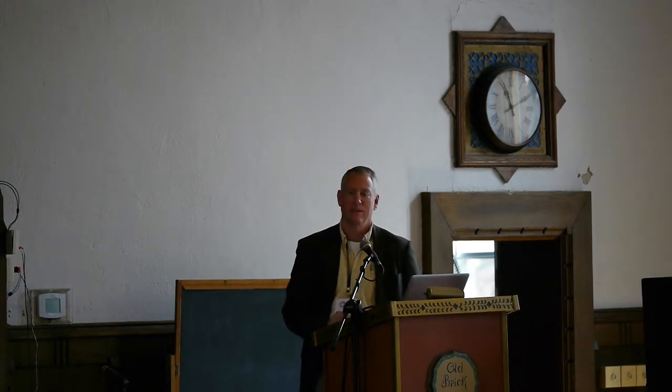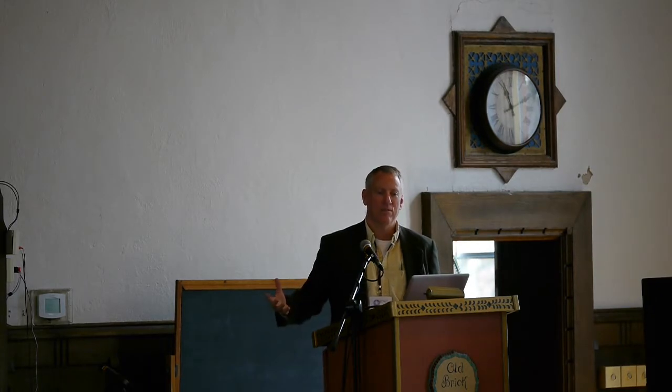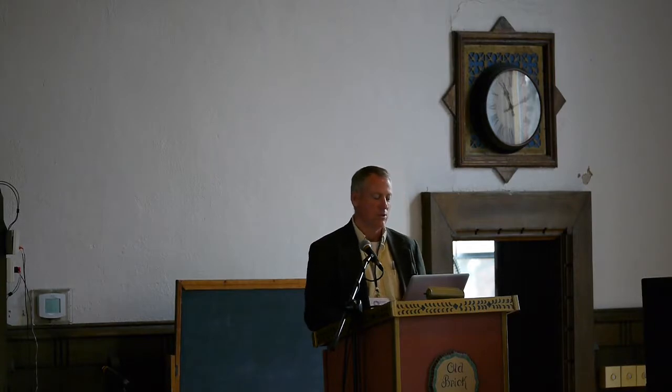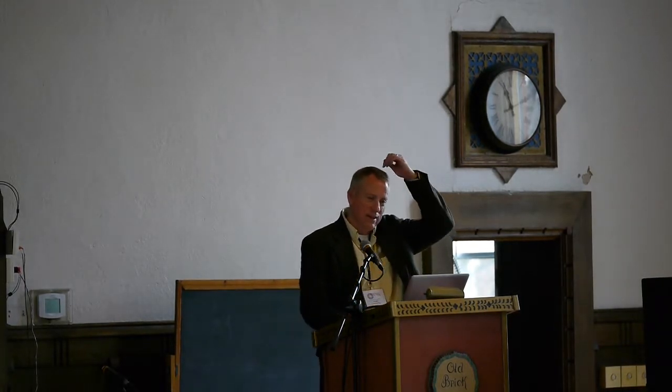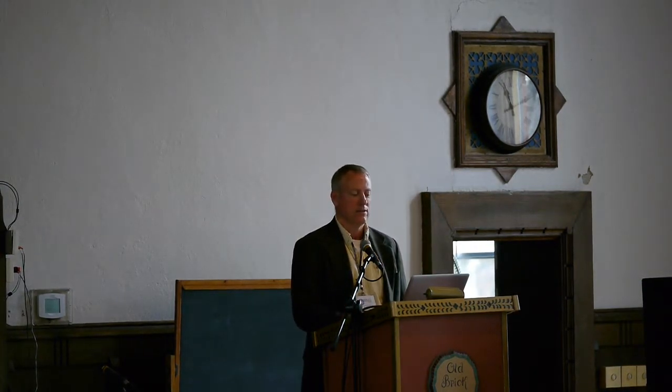If we go early in the 20th century, Iowa's first pollution law was actually passed in 1851. Okay, there's no enforcement mechanism. A second one came 22 years later. Even at this time, it said that you get fined or imprisoned for throwing dead things, garbage and stuff in rivers. Okay, our very first pollution law. In 1873, it was also increasingly recognized that we have a problem with point source pollution. Non-point source was kind of just in the early stages of being recognized.